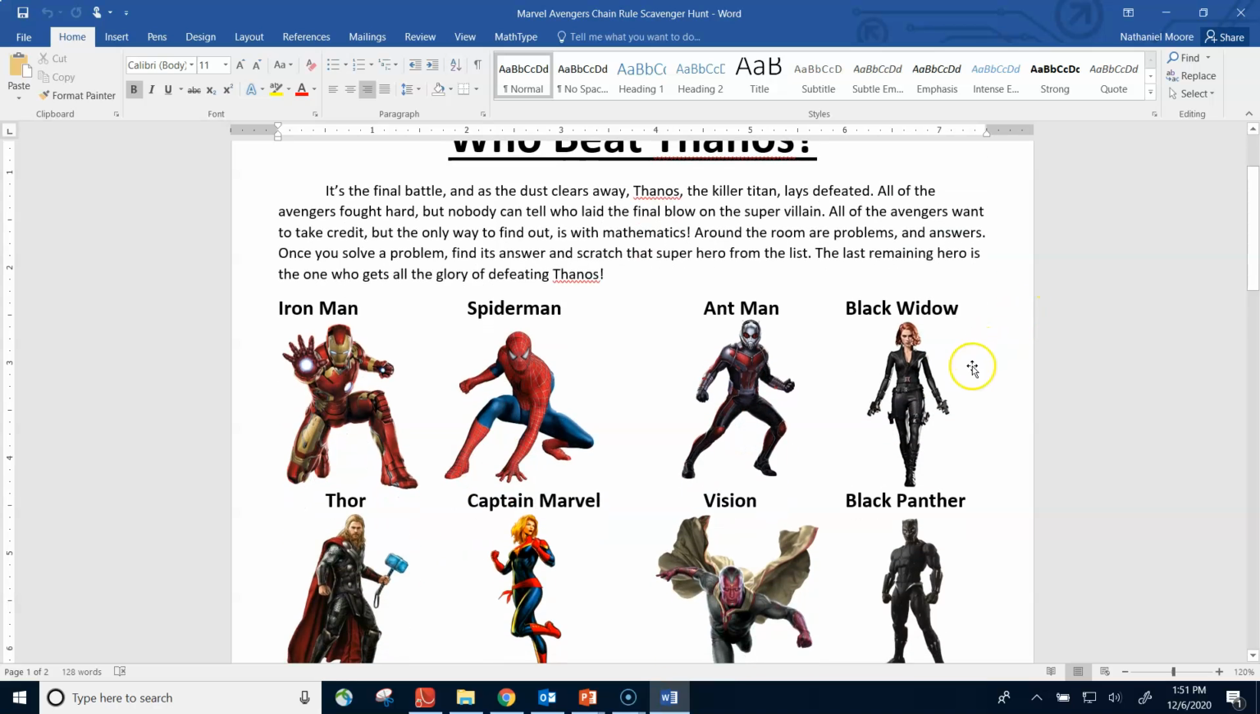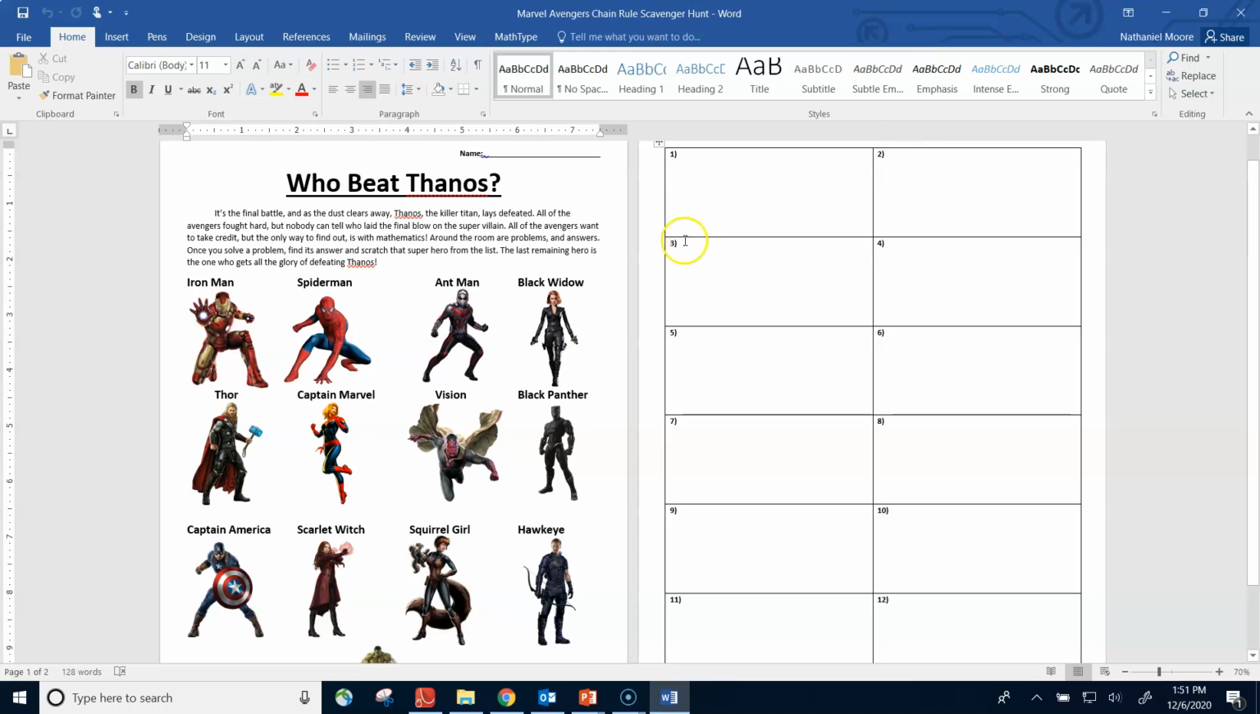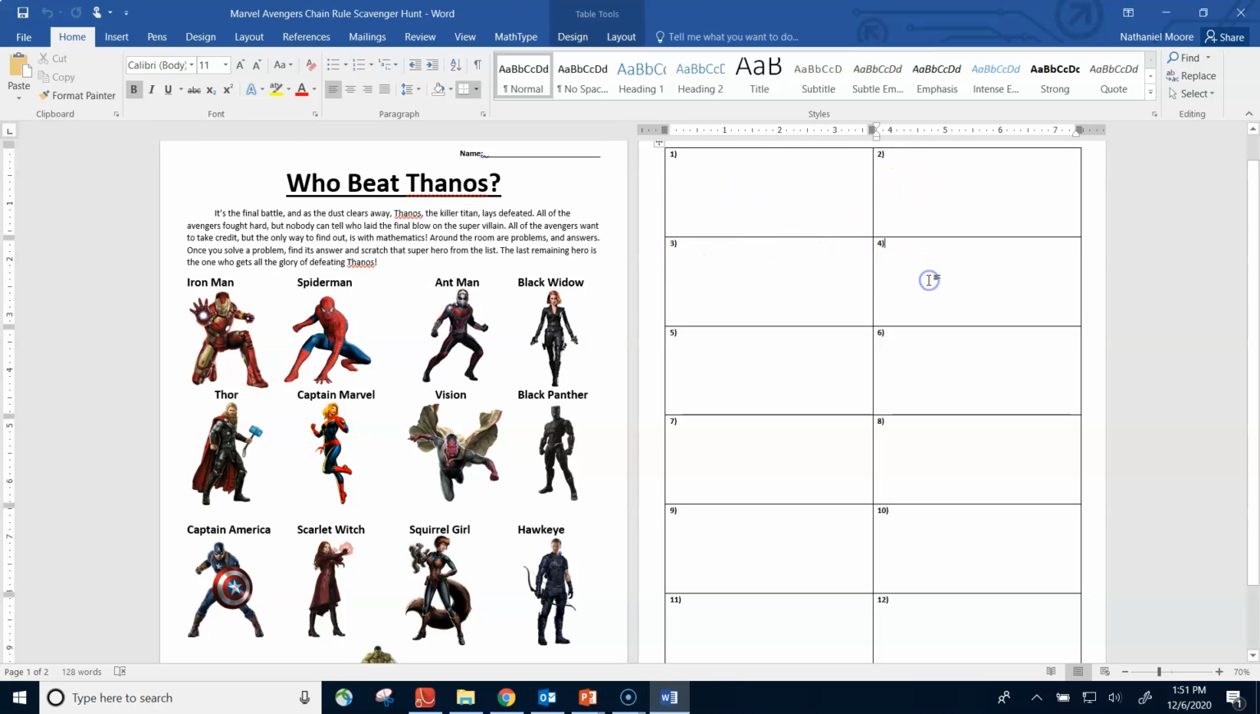Now, I want you guys to work in groups. You can have a partner, and the two of you can go around and write your answers in these boxes here so that we can keep track of which answers you got and which ones you don't. All of those will be around the room, and if you have questions, I'm right here to help.